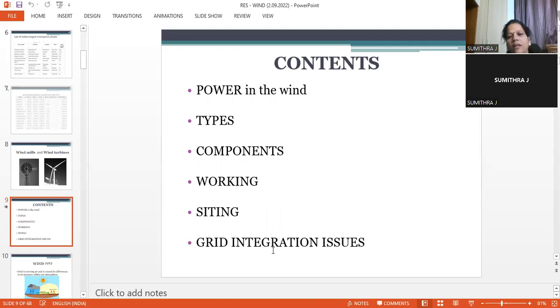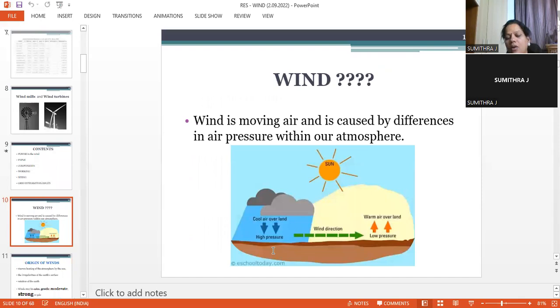Now, what is wind? How is the wind created? We all know that the movement of air, initiated due to the pressure difference in the atmosphere caused by the uneven heating by the sun, is known as wind. So because of the sun, we get a temperature difference in the atmosphere, which results in the movement of the wind. This is how the wind is created. The wind direction will be like this; wind moves from the high pressure towards the low pressure.